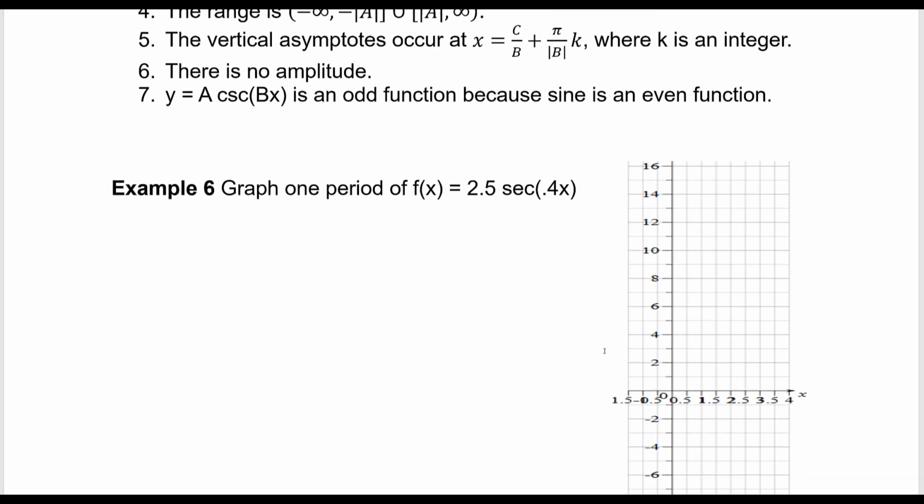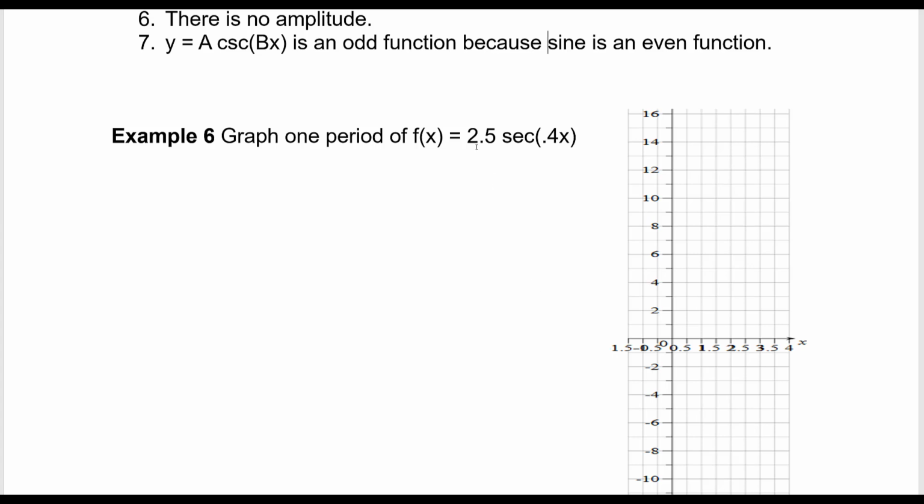Okay, fixed it. So, graph one period of 2.5 secant of 0.4x. Let's go ahead and get what our period would be. It's going to be 2 pi over 0.4. So what is 2 pi divided by 0.4? I get 5 pi.